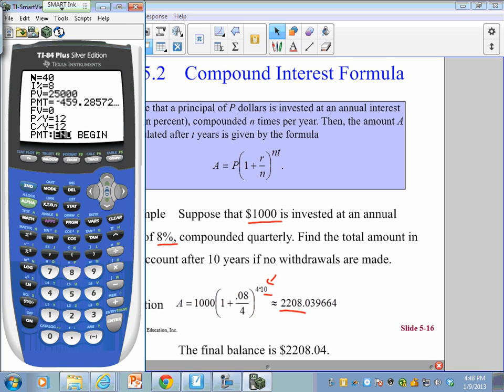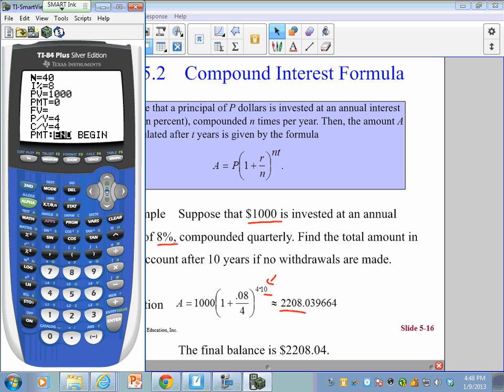Our present value, that's what we started with, is 1,000. That's what the PV stands for. Our payments, we're not making any payments, so we'll put that at 0. Our future value, that's what we're going to calculate in a minute. Our payments per year, that's what the PY means, is 4. And the compounding per year is 4, so we put those both at 4. Clear the value for what you want to figure out.